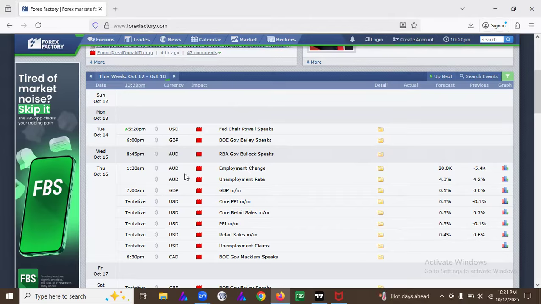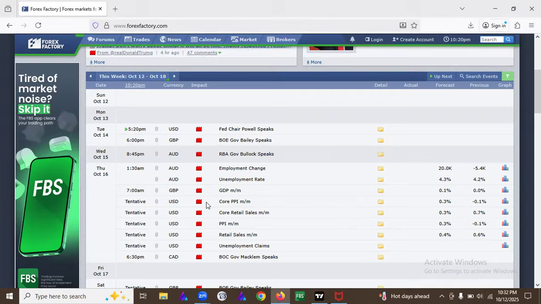Then on Thursday, Australia will be releasing its employment change and unemployment rate. Great Britain will be releasing its gross domestic product data. And for the United States, for the past few weeks, last week, the United States was supposed to release, I think, unemployment claims. That news was not released. Then the previous week, they were supposed to release the NFP, it wasn't released. They said it was going to be released last week. They didn't release it last week.